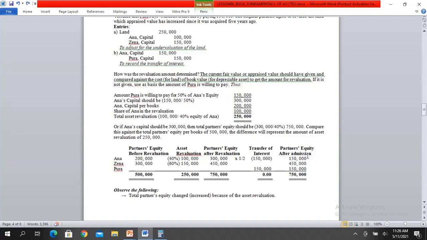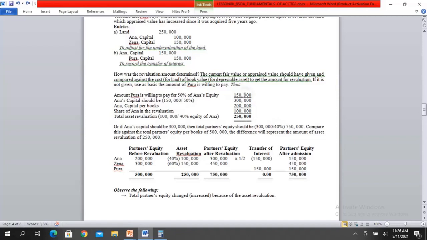$750,000 is the total partner's equity after revaluation and after the transfer of interest. Compare this against the total partner's equity per books of 500,000. The difference will represent the amount of asset revaluation of 250,000.